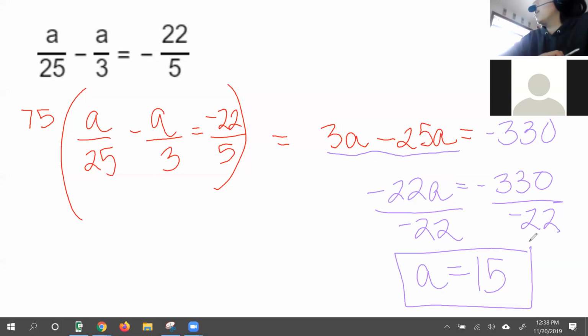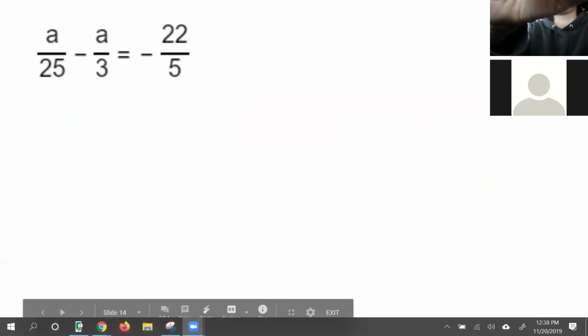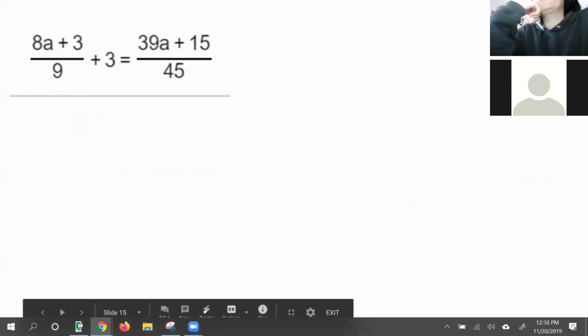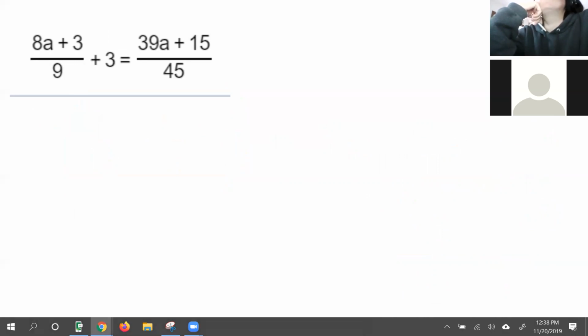So when you multiply by a common denominator, it gets rid of the fractions completely. Okay, last one here. So this one, I have two fractions, and it looks kind of crazy, but I'm going to get rid of the fractions, remember. 3 is not a fraction, notice, but that's okay. And I'll show you why.